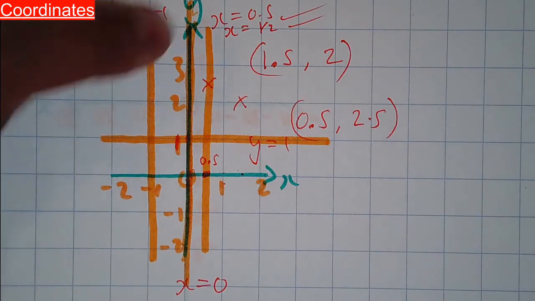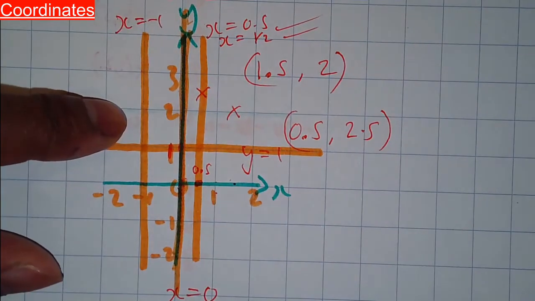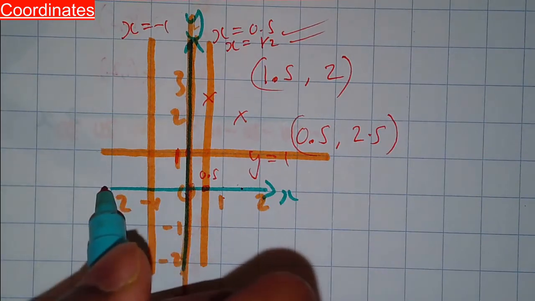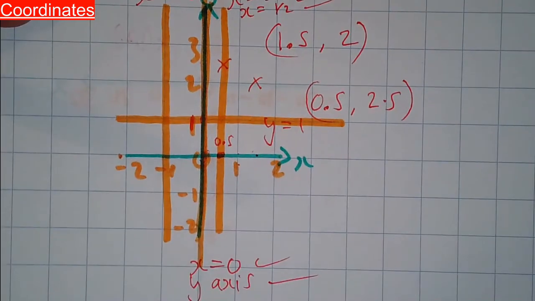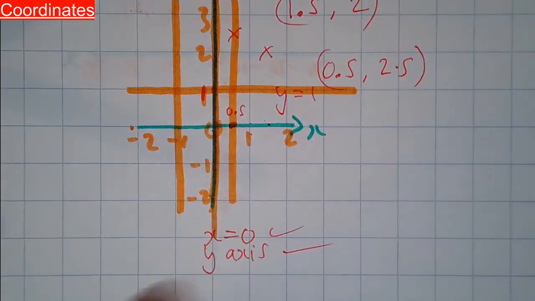And the obvious name for that line there is the y-axis. You can call it the y-axis. There's 2 names for it. So that orange line is x equals 0 and y-axis.